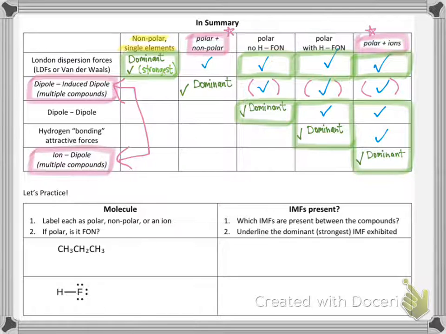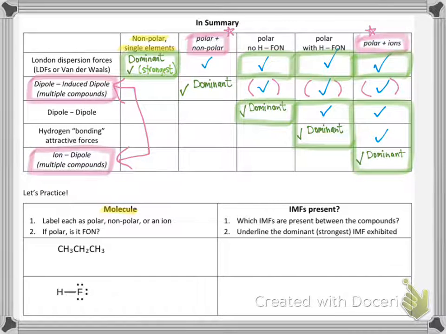Let's find out. Let's go ahead and practice. Okay, in the chart below, you are given either one molecule or a pair of things. And what you're going to do is label each given substance as polar, nonpolar, or an ion. And you're going to determine if it's polar, is it having fun? And then you're going to use that information to determine what IMFs are present. Let's go ahead and try one together.